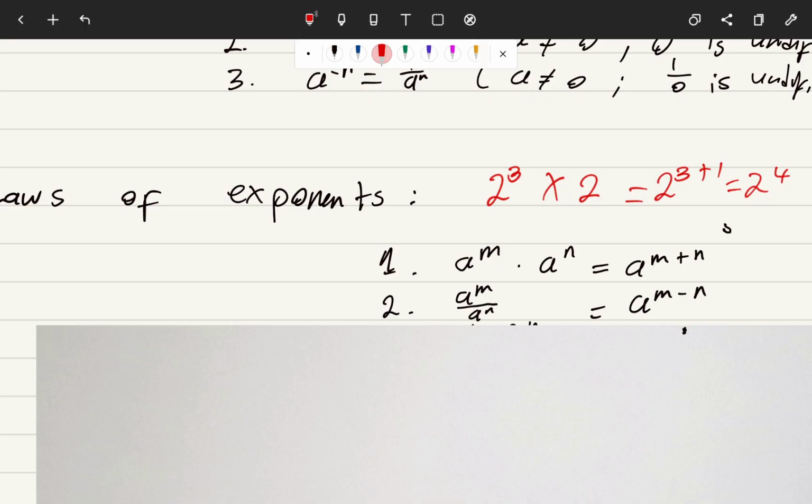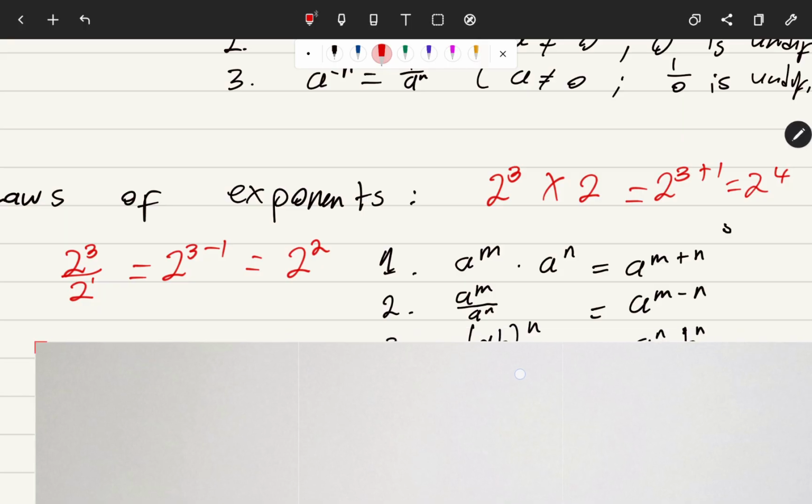Making an example again, say we have 2 to the power of 3 divided by 2. We know this 2 is to the power of 1, of course. So the answer to that is going to be 2 to the power of 3 minus 1, which of course is 2 to the power of 2. And you have your answer, right? Cool.